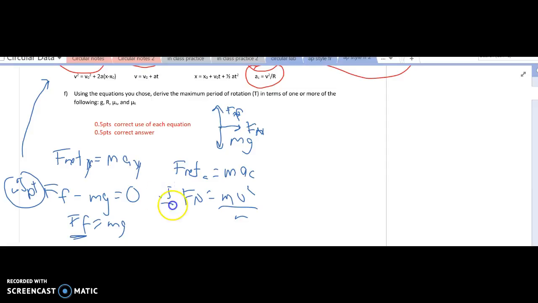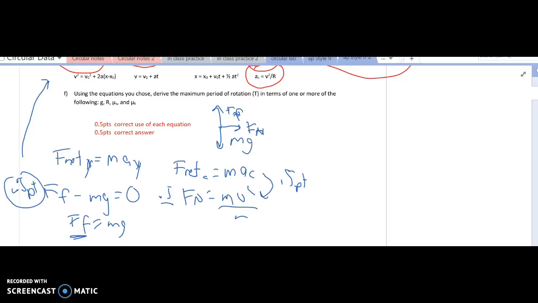If you had this one, you would have gotten 0.5 points for plugging in an equation for Fn. But then you also would have got another 0.5 points for saying ac equals v squared over r. So I've already used three of the equations above, so now I can go a little bit farther than this. I know I need to get these two equations equal to each other.